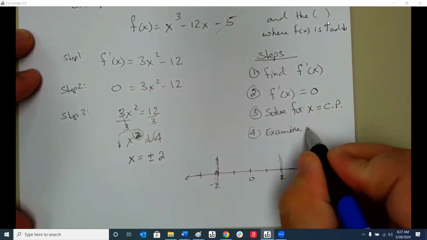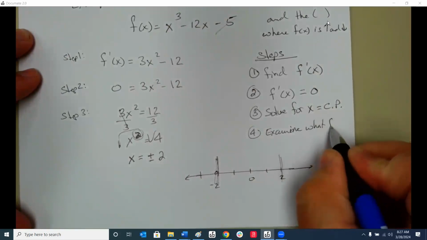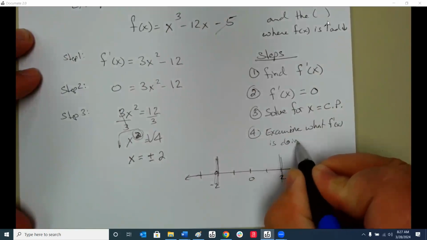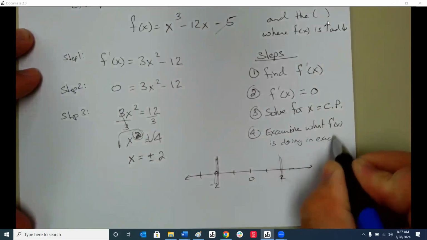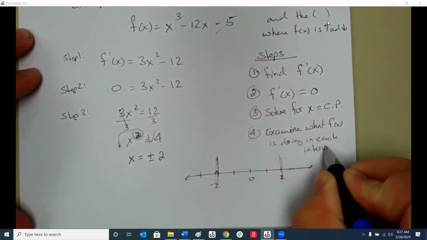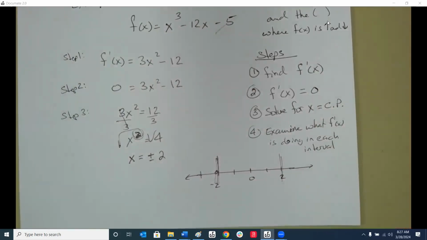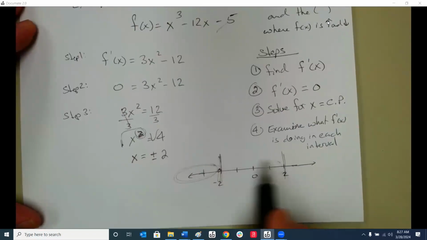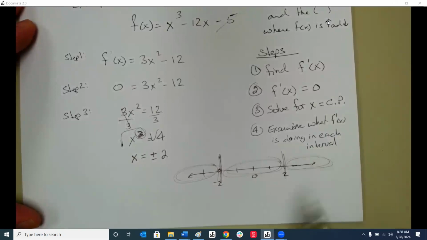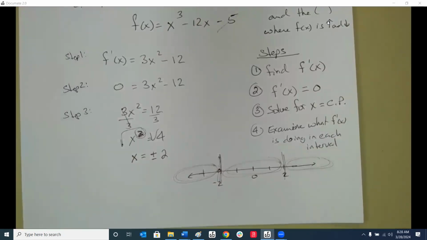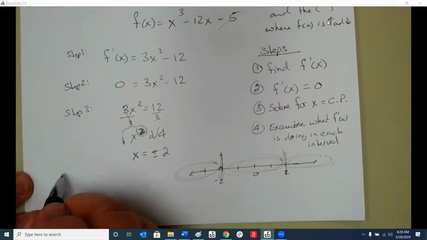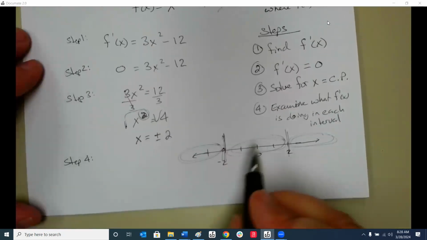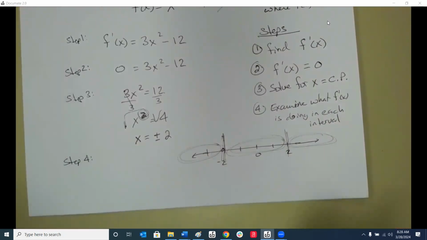Examine what f prime is doing in each interval. How many intervals do we have? There's one there, there's one there, and there's one there. So what we have to do is we have to find x values for each of those.